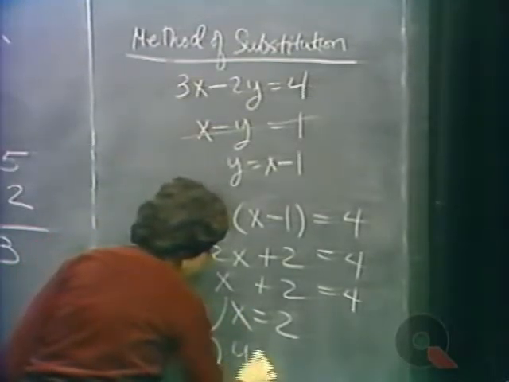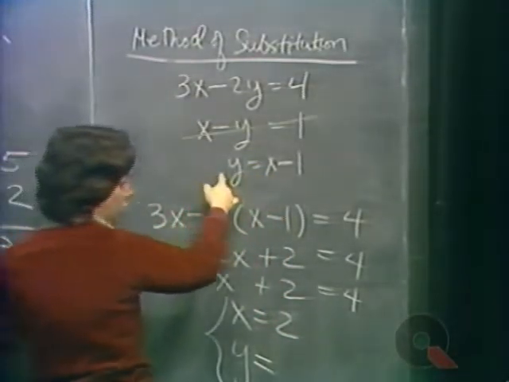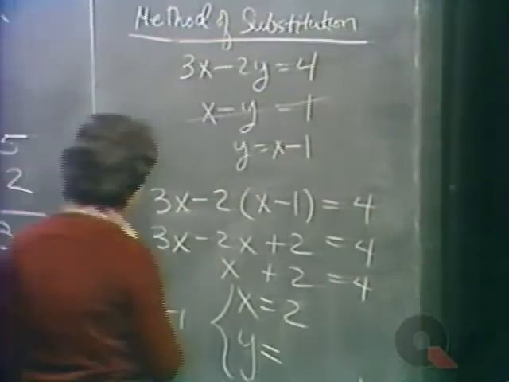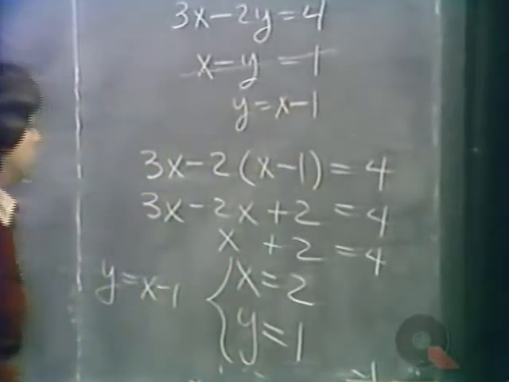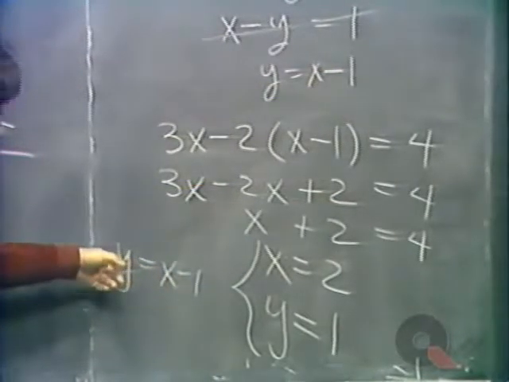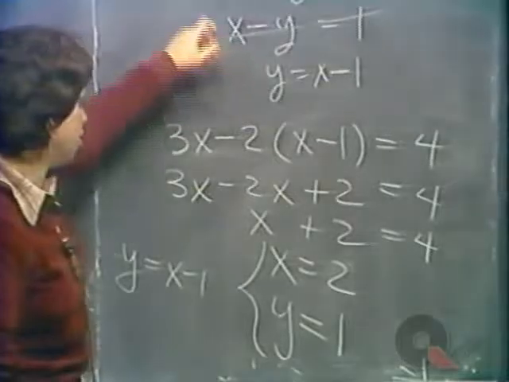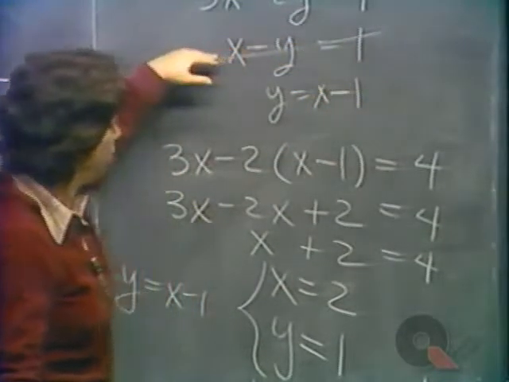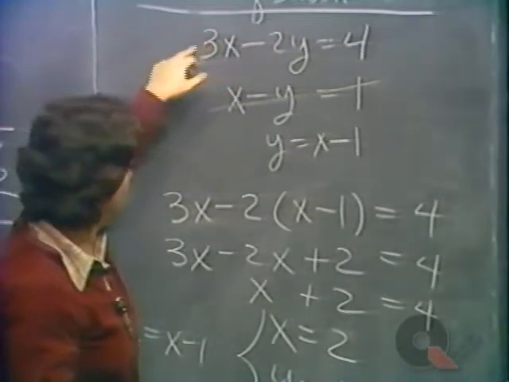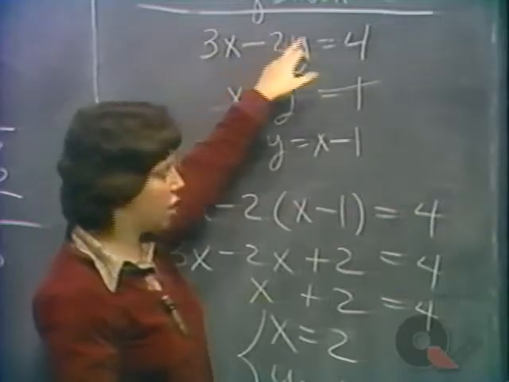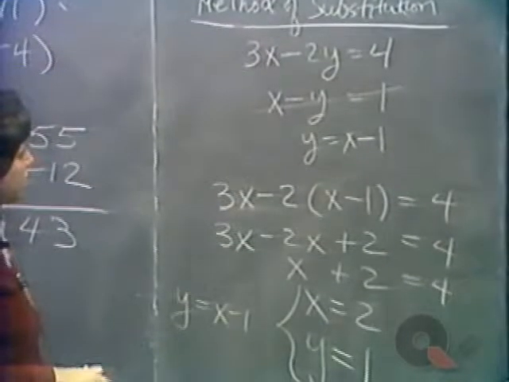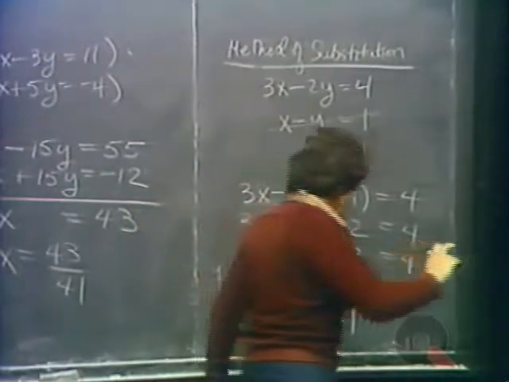Since x equals 2, we can substitute into, say, the second equation here, y equals x minus 1. So if x is equal to 2, y must be 2 minus 1, or 1. x equals 2, y equals 1 is the solution to the system. We see that 1 is equal to 2 minus 1. It obviously works here. Now here, 3x minus 2y equals 4. 3 times x, that's 3 times 2, 6. Minus 2 times 1, 6 minus 2 equals 4. So it checks out.